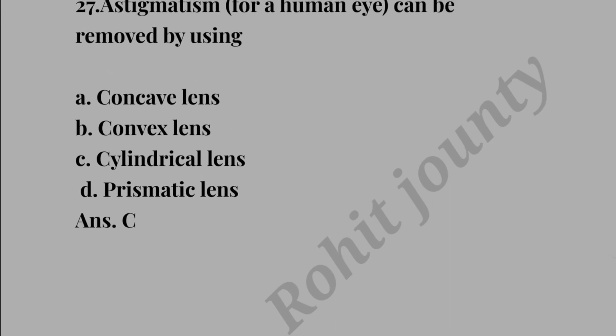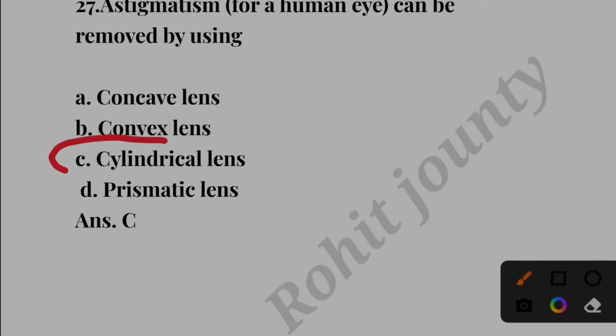Question number 27. Astigmatism for a human eye can be removed by using option A concave lens, option B convex lens, option C cylindrical lens, option D prismatic lens. The correct answer is option C cylindrical lens.